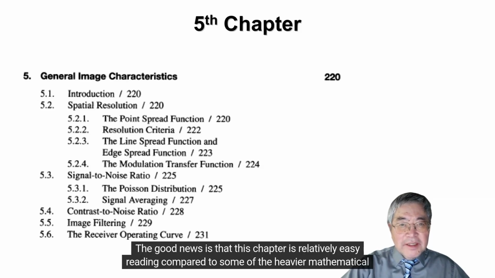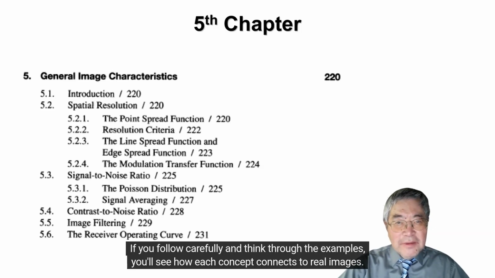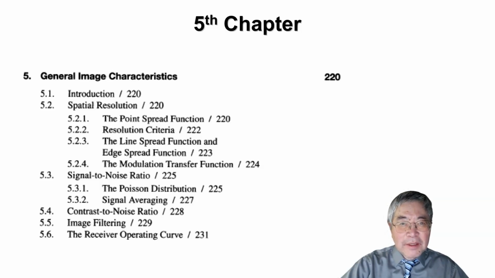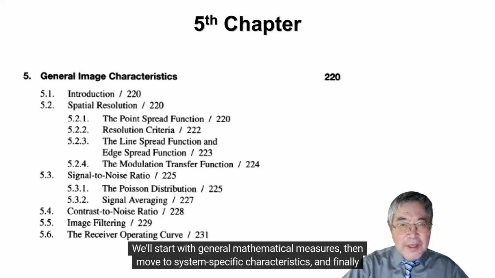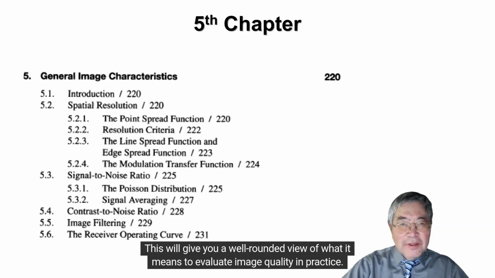The good news is that this chapter is relatively easy reading compared to some of the heavier mathematical topics we've already tackled. The ideas are straightforward. If you follow carefully and think through the examples, you'll see how each concept connects to real images. For today's lecture, I will guide you mainly through three key aspects of image quality assessment. We'll start with general mathematical measures, then move to system-specific characteristics, and finally consider task-specific and human observer models. This will give you a well-rounded view of what it means to evaluate image quality in practice.